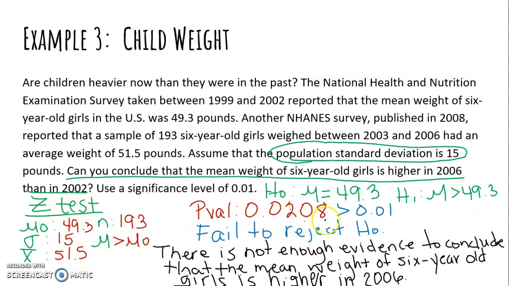P-value is 0.0208, which is greater than the significance level of 0.01, because 2 is bigger than 1 right there. So we fail to reject the null. If we can't reject the null, then we don't have enough evidence to conclude that the mean is greater than 49.3, which means there is not enough evidence to conclude that the mean weight of 6-year-old girls is higher in 2006. Or you could say there is not enough evidence to support the claim that the mean weight of 6-year-old girls is higher in 2006.